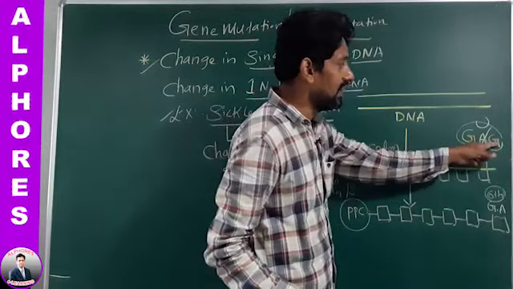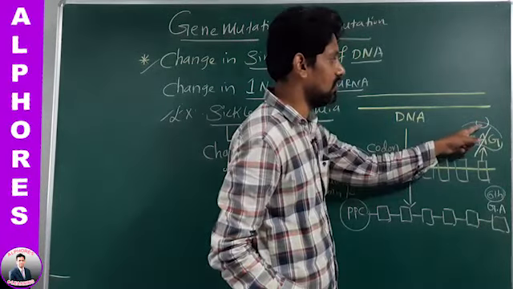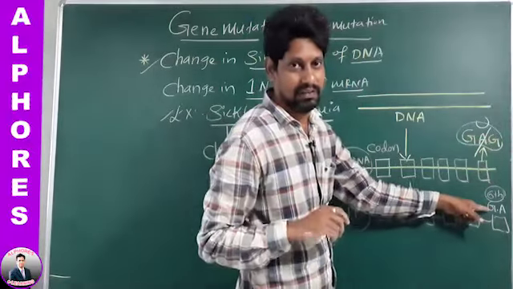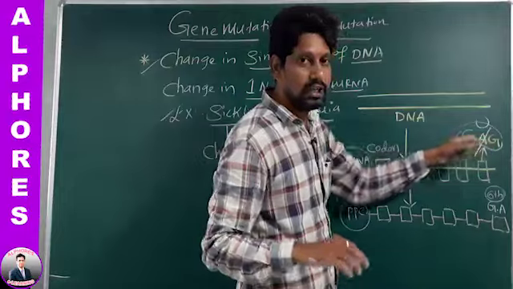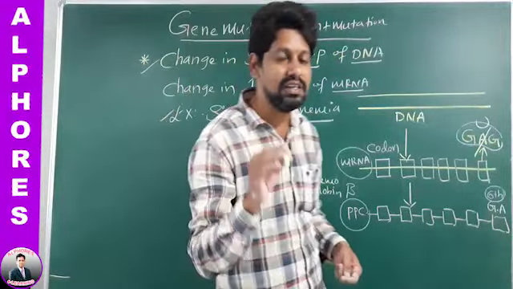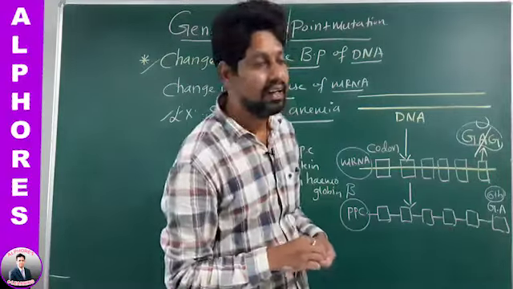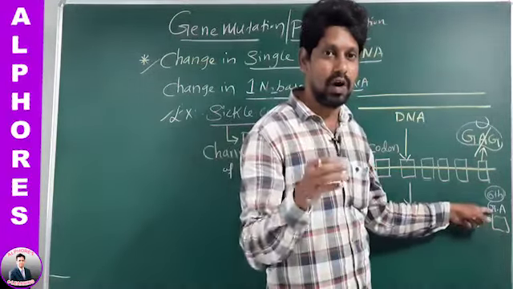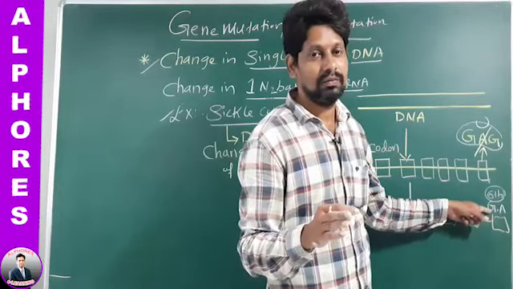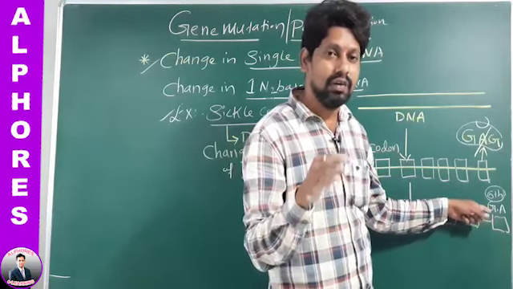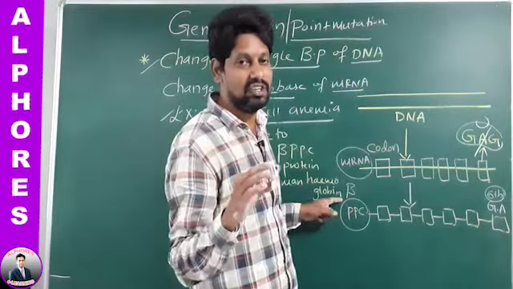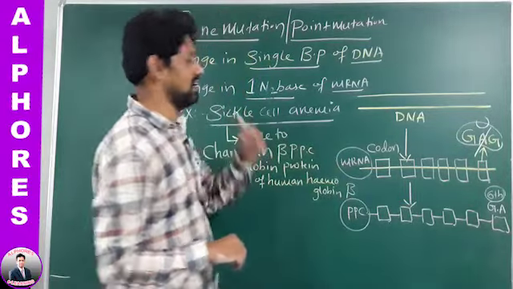It should be GAG, but now it is GUG. GAG codes for glutamic acid, but GUG codes for valine. It means now instead of glutamic acid, what will you get? Valine, at the 6th position. Instead of glutamic acid, you will get valine at the 6th position in the beta polypeptide chain, which leads to sickle cell anemia.